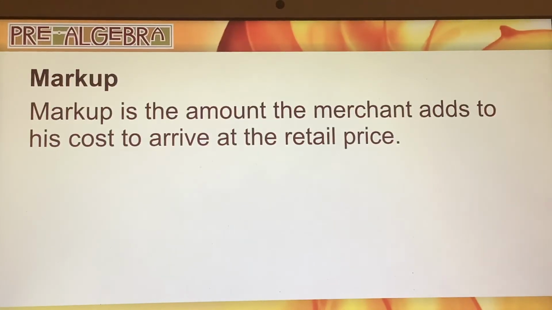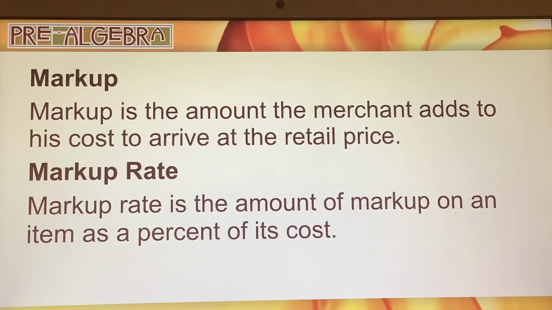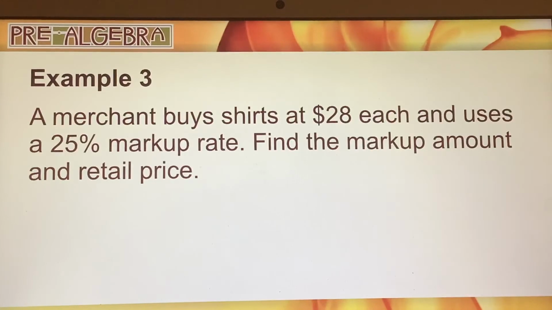The markup is the amount the merchant adds to his cost to arrive at the retail price. The merchant needs to mark up the price a little bit, otherwise they won't make any money at all. The markup rate is the amount of markup on an item as a percent of its cost. So the markup is the amount, the cost, and then the markup rate is in a percent. All right, now let's take a look at an example here to see how we can fit this all together.